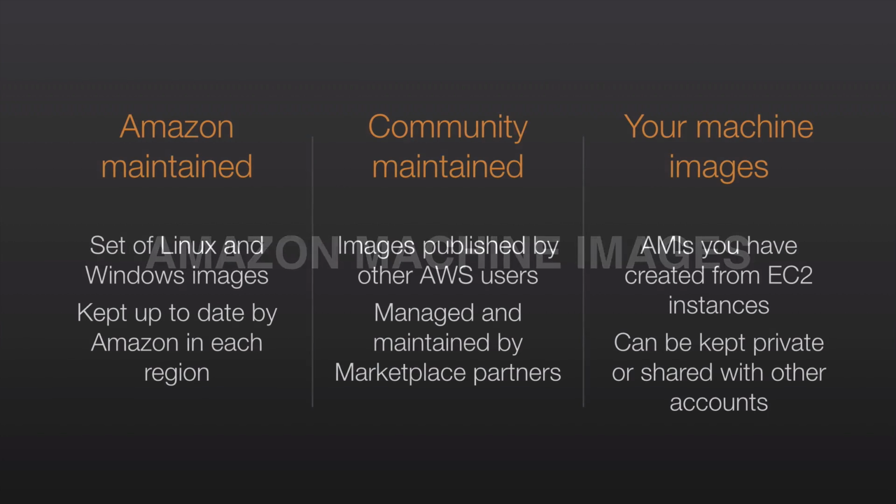And there are three different types: Amazon maintained, a set of Windows and Linux images kept up to date by Amazon in each region; community maintained, which are images published by other AWS users and shared through the marketplace or through other techniques such as giving image IDs to other parties; and your machine images, AMIs that you can create yourself from EC2 instances. You can keep those private or you can share them with other accounts, effectively creating your own community AMIs.